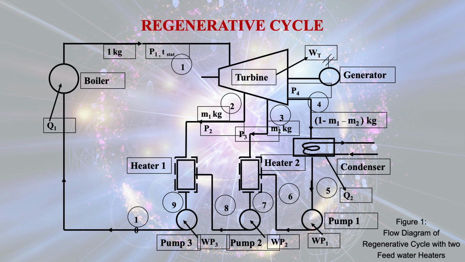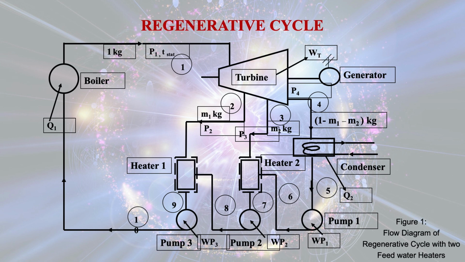At the outlet of the condenser, pump 1 pumps that amount of water, that is 1 minus M1 minus M2, to heater 2, and there is heat transfer from the steam M2 coming out from the turbine at pressure P3 entering into heater 2.